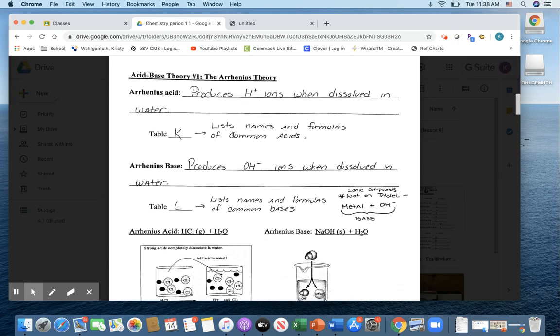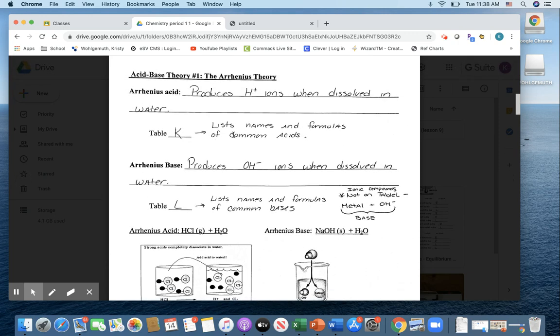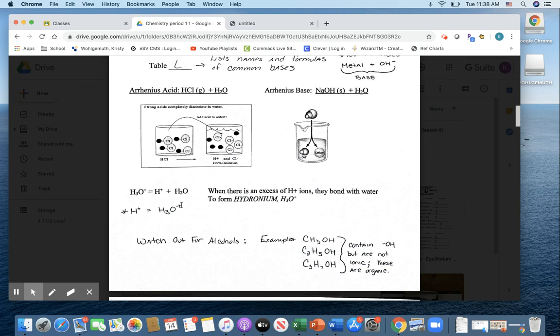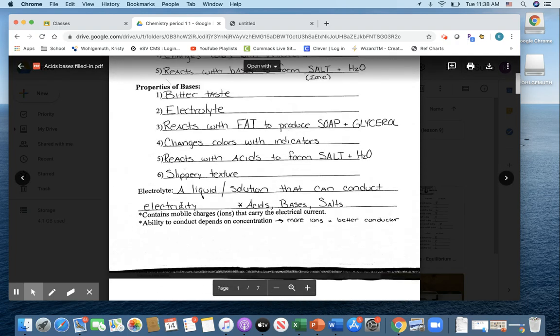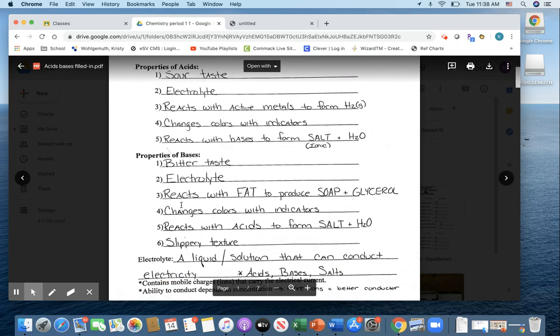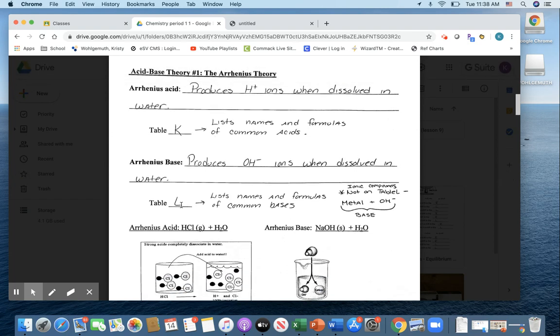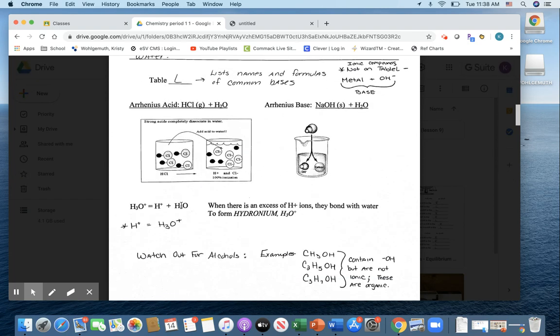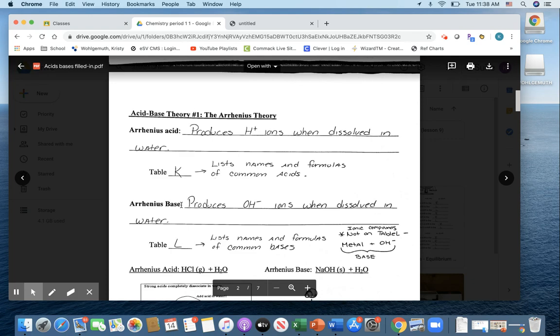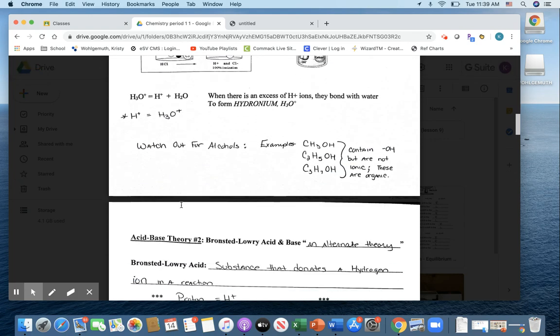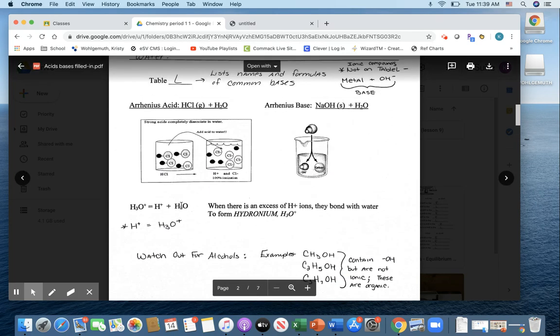Anytime a question asks you to identify an acid or a base, you immediately go to table K and table L to see if they're there first. Okay, if you have the tables of those molecules, you might as well use that first. All right, so that is your lesson for today on the properties of acids and bases and the Arrhenius theory. All right, tomorrow we're going to jump into the Bronsted-Lowry and continue on and do a little bit of review with these first 3 pages of notes.